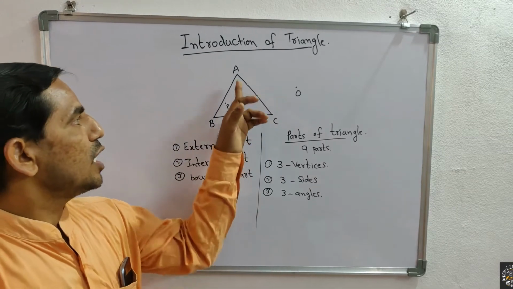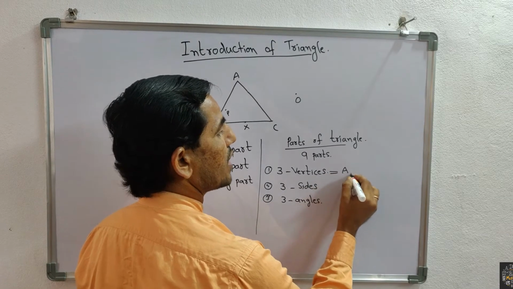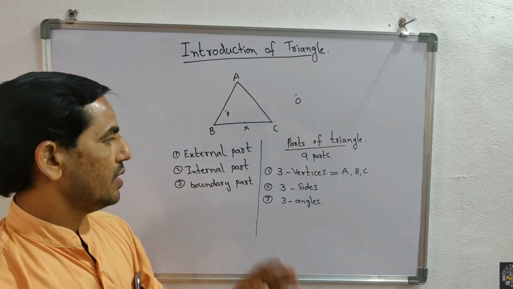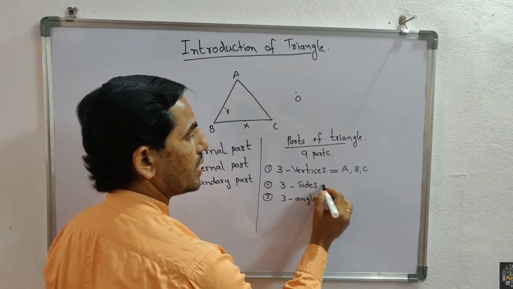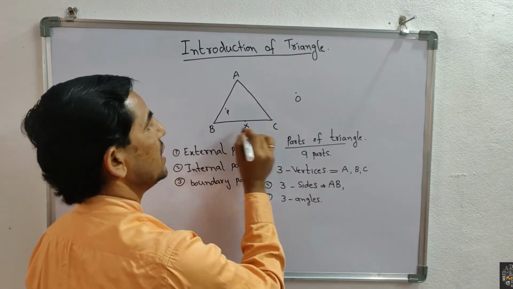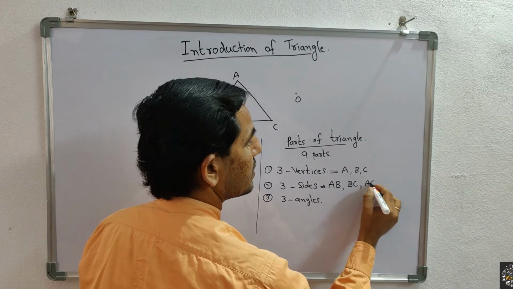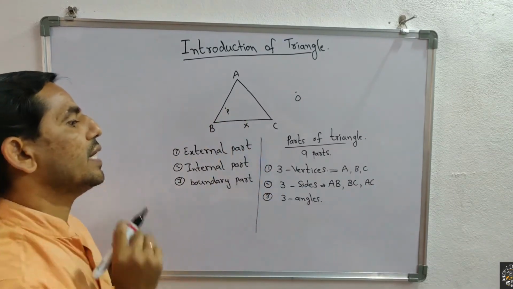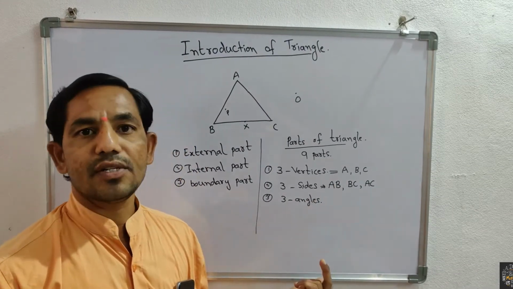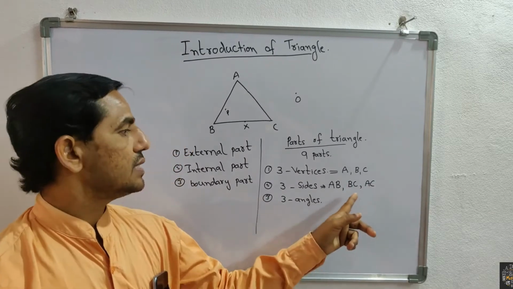So in this diagram, triangle ABC, the 3 vertices are point A, point B, point C. These 3 are the vertices of the triangle. Next, 3 sides. The 3 sides are AB, BC, and AC or CA. These 3 are the sides of the triangle. Sometimes we write AB, or writing it in reverse, BA, is also correct. Next BC or CB, and AC or CA. These 3 are the sides.